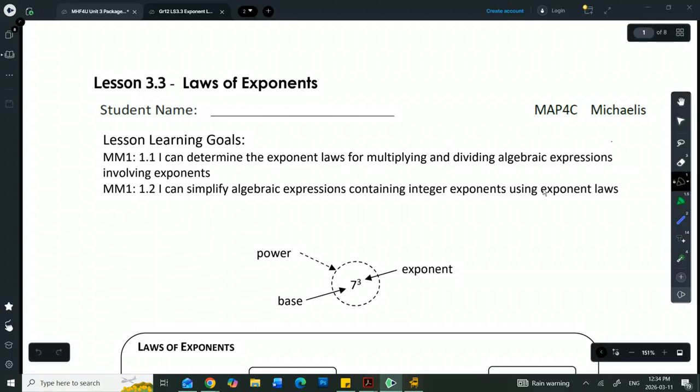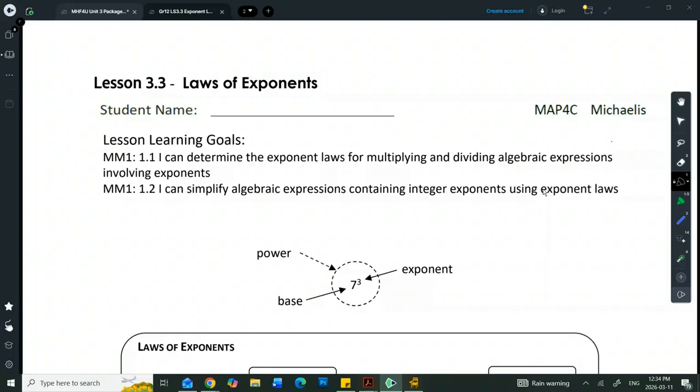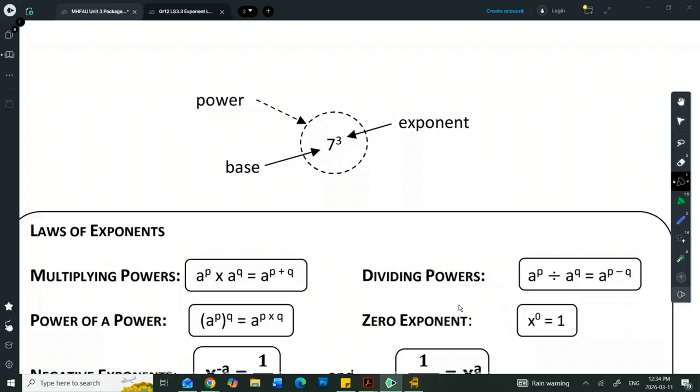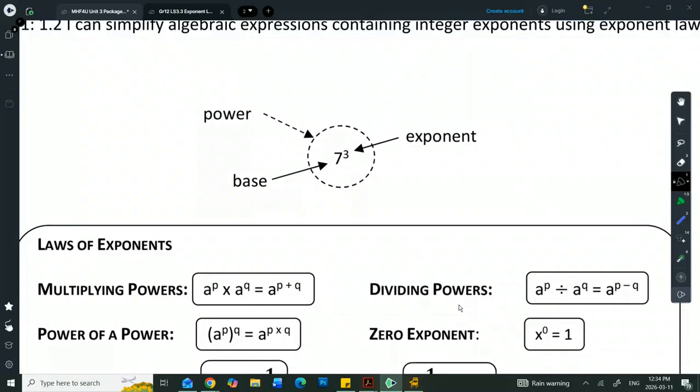So today we're gonna review some exponent laws. I don't know if you guys did this in grade 11, but probably from some previous courses you might recognize some of this. So first let's just talk about the components if you're working with exponents.